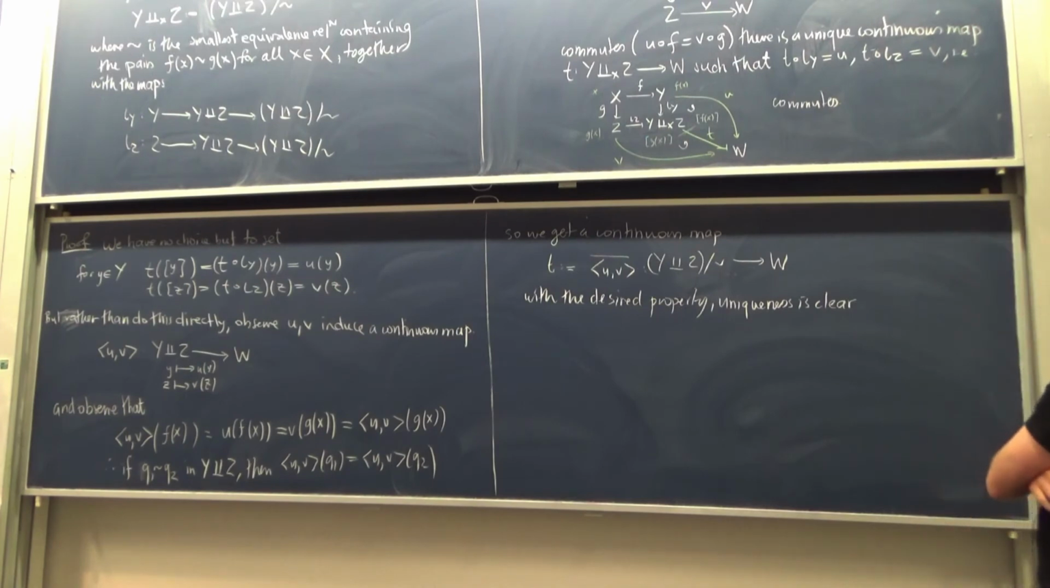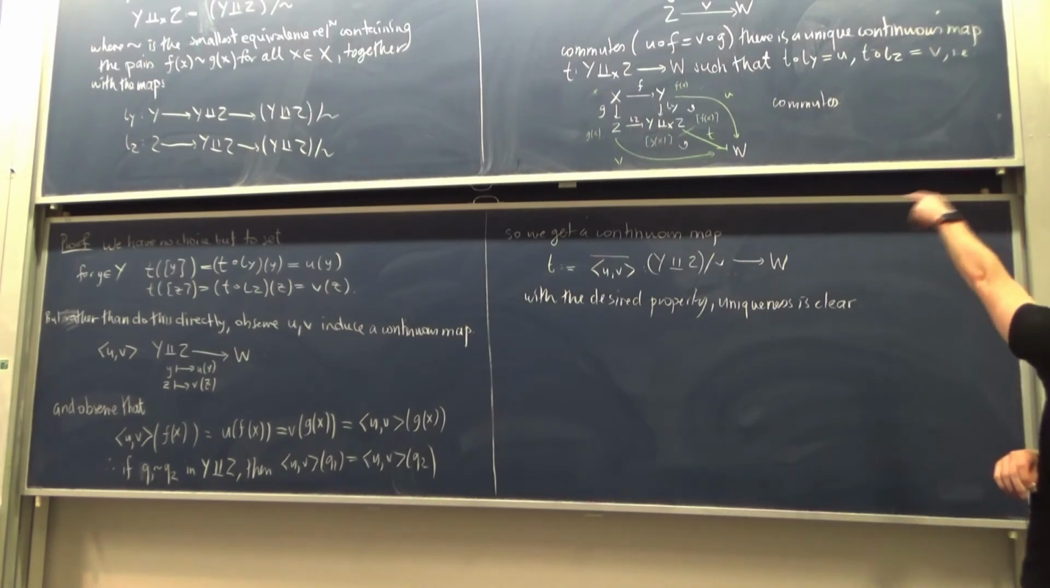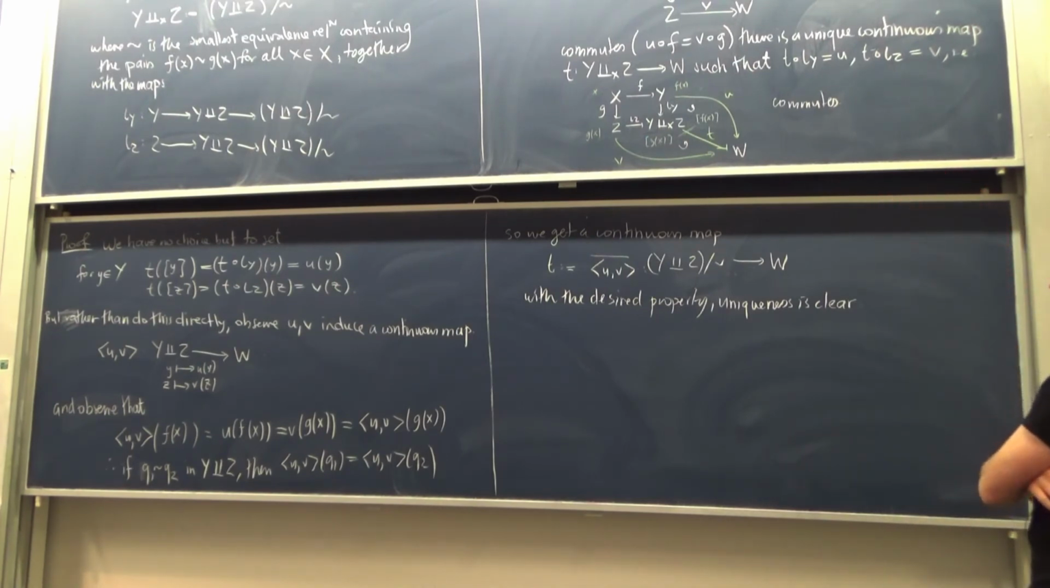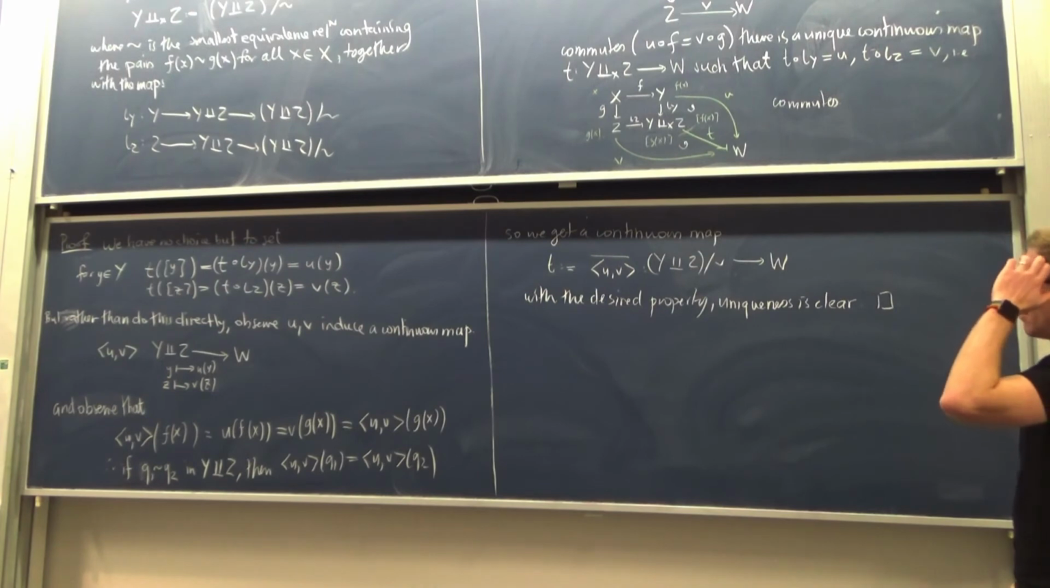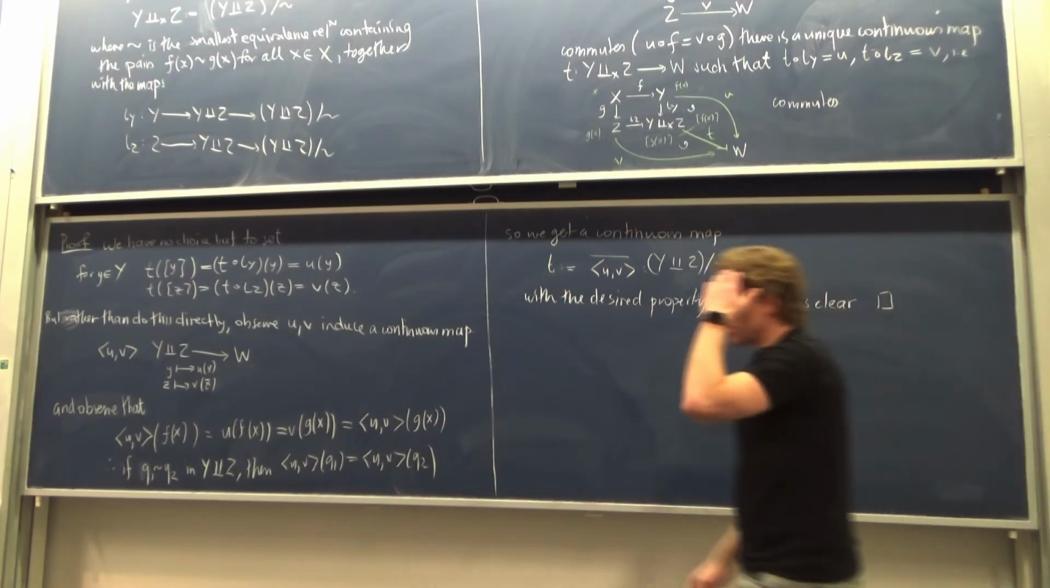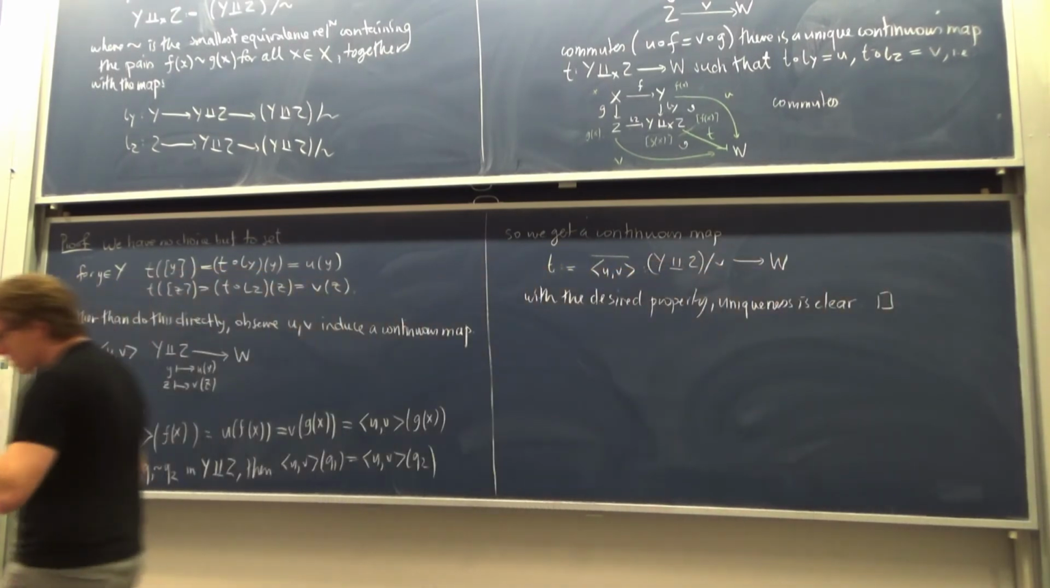Okay, so we constructed a continuous map which made those two triangles commute, and because of the argument at the beginning, it had to be unique. So that's it. All right, and that was using the properties of the disjoint union and the quotient.